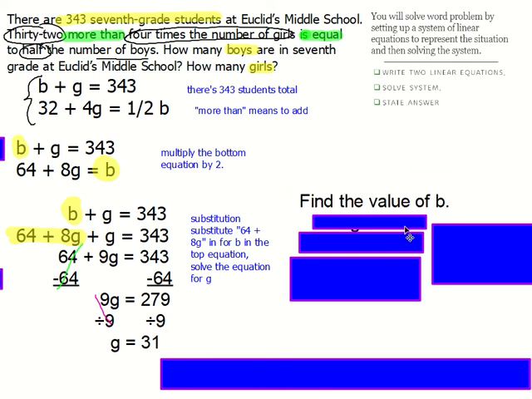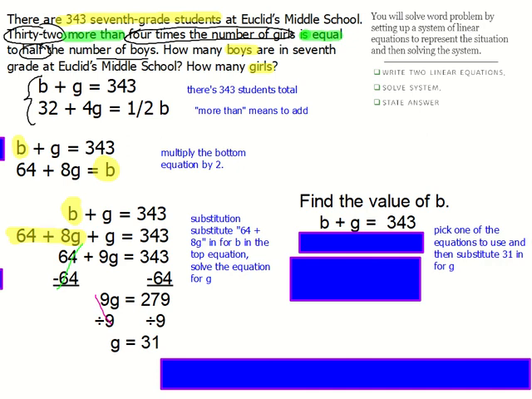So from here I have to find the number of boys. So I'm going to pick to use that top equation. B plus G equals 343, and I'm going to substitute 31 in for the G because I know there's 31 girls. So B plus 31 equals 343.